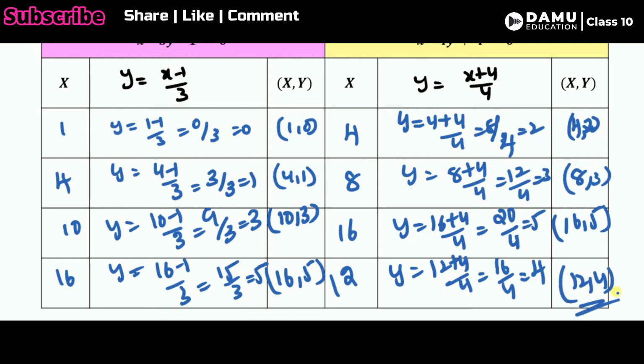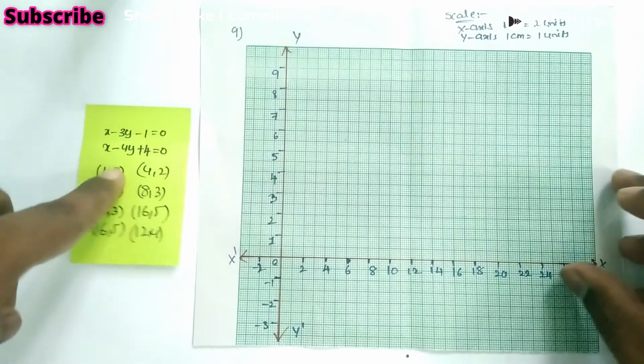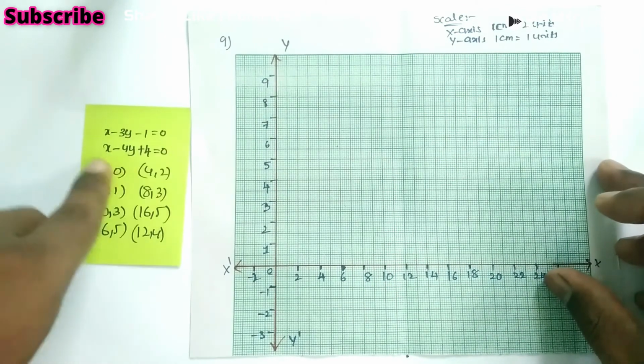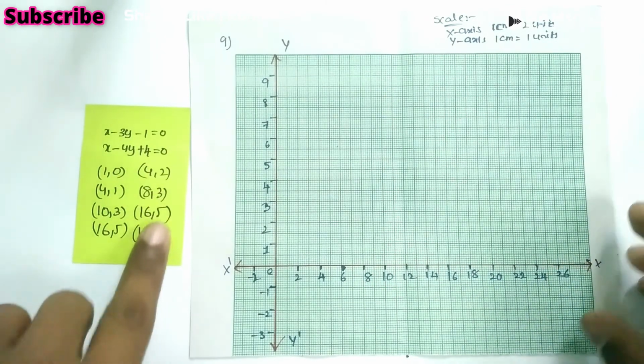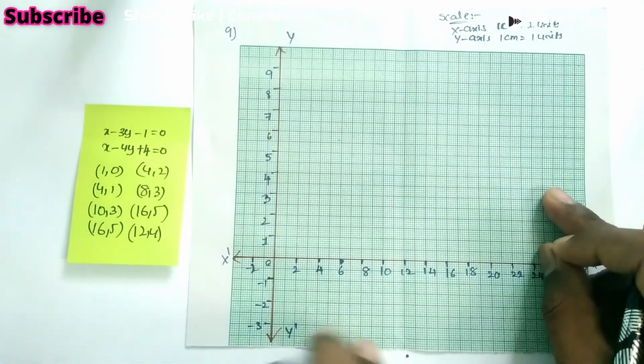Now we are going to see the graph for this. What are the line equations? We know that x minus 3y minus 1 is equal to 0, and then x minus 4y plus 4 is equal to 0. On the x-axis we took 2 units, and on the y-axis we took 1, 2, 3, 4 like that.